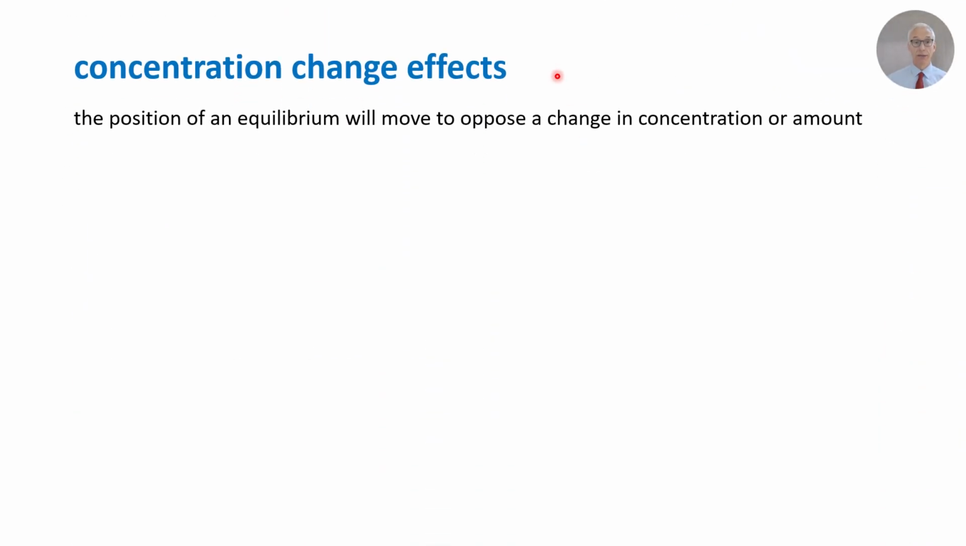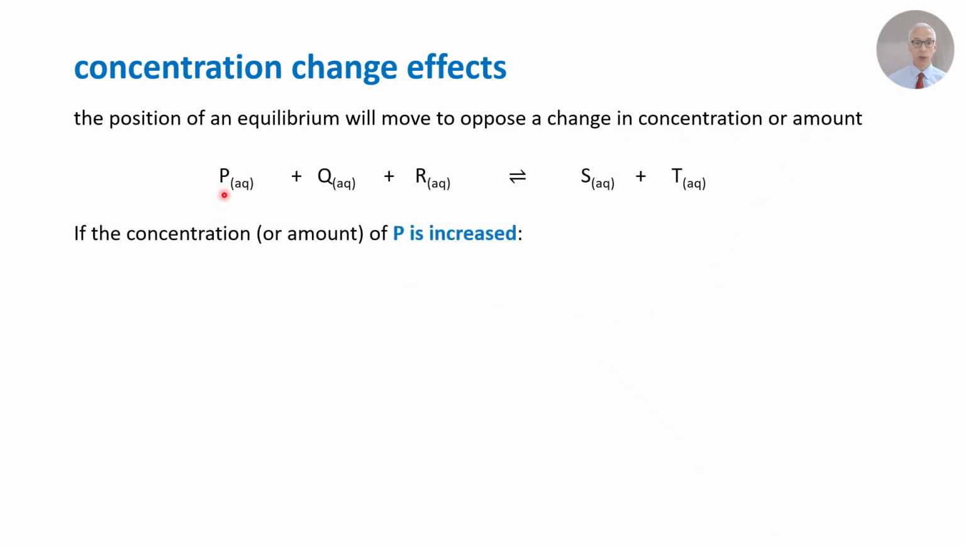Let's have a look at the effect of concentration change on what's called the position of equilibrium. And here is a statement of Le Chatelier's principle. The position of an equilibrium will move to oppose a change in concentration or amount. So if we look at an equilibrium of P, Q and R as reactants, reversibly forming S and T, if the concentration of P is increased, the equilibrium will move to oppose that change. So the equilibrium moves to the right to decrease the amount of P.